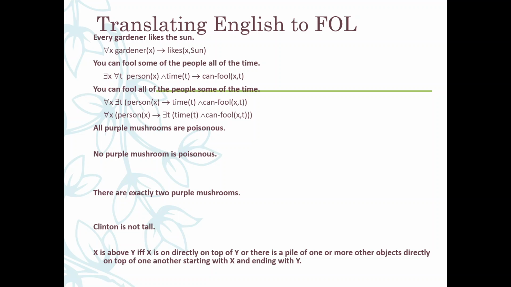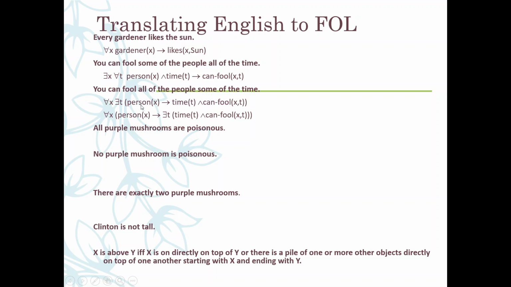Next is, you can fool all of the people some of the time. This particular sentence will be represented in two ways. Both of the representations are equivalent with each other. So that is all of the people: person(x) for all x. Then it implies that some of the time: time(t), for some t, and canFool(x, t). So that is the representation.